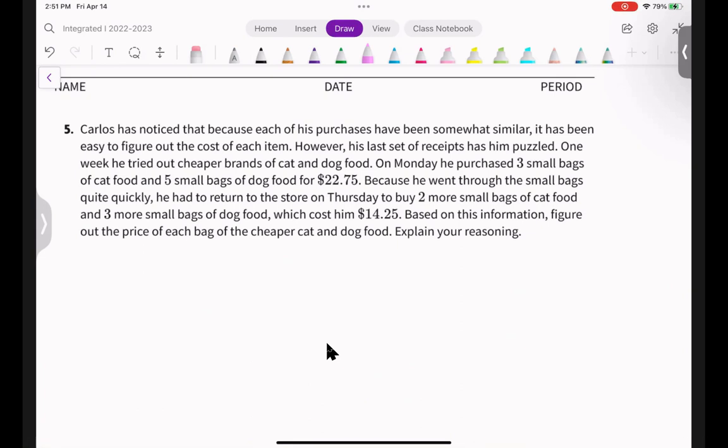Okay, so now that you're back, I noticed on Monday he gets 3 small bags of cat food. So I'm just going to go with C for cat food. And he buys 3 small bags of dog food for $22.75. And then he went back to 2 bags of cat food and 3 bags of dog food, which was $14.25.